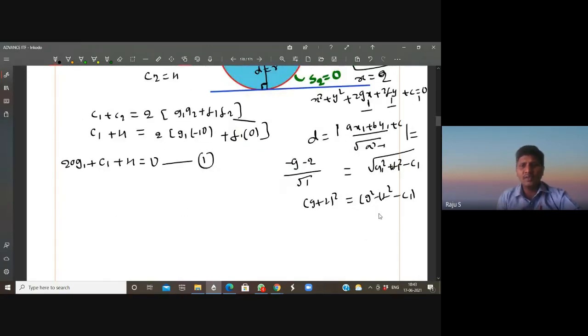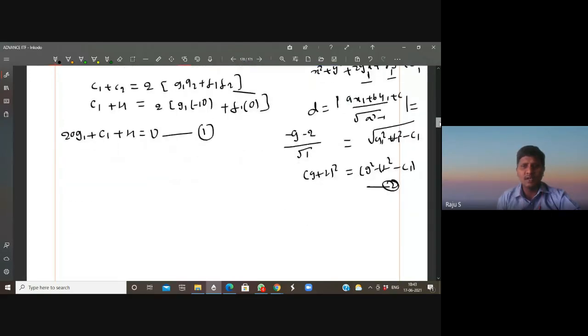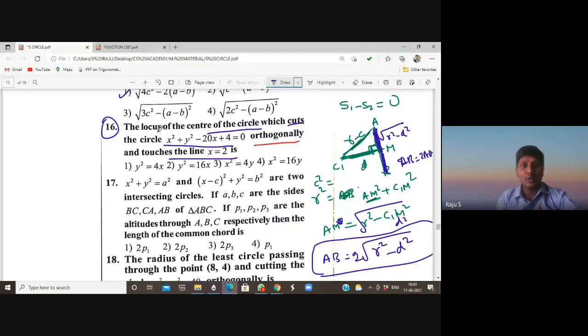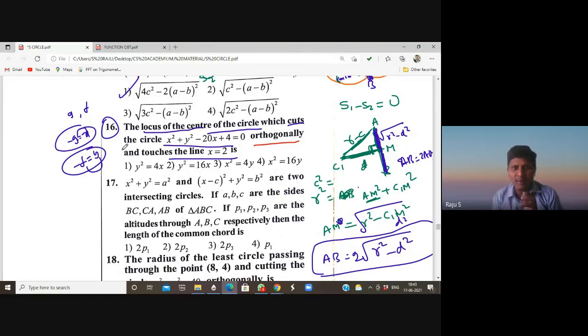So solving equations 1 and 2, you will get the g value and f value. We are going to get the equation in terms of g and f. But what is the question? Locus of the center. After getting the equation in terms of g comma f, replace minus g by x and minus f by y. Here the center is minus g, minus f, so g is minus x and f is minus y. Replace them and you are going to get the equation.